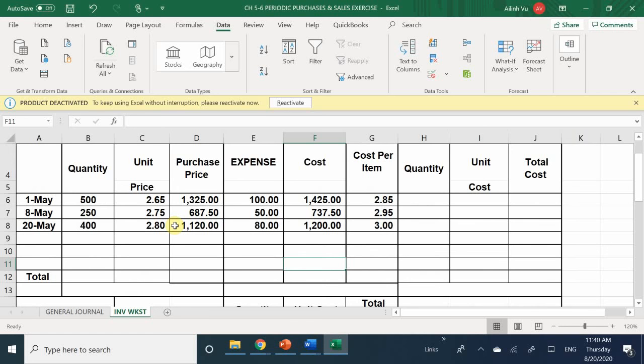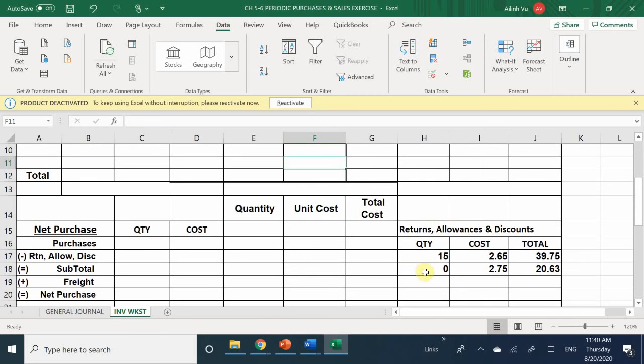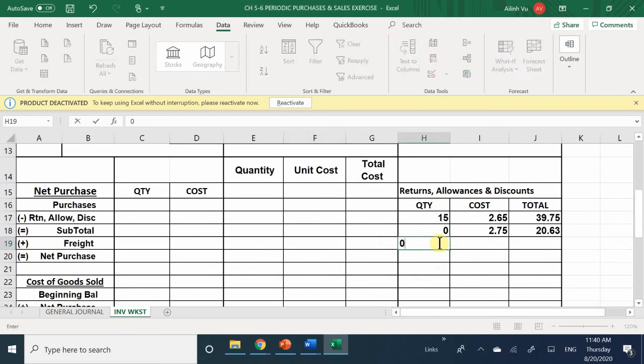All right, and we're only receiving a 5% discount, correct? Yeah, it's only 5%. So we're not returning anything, but we are getting a discount off of the 1120, right? 1120 times 5% is going to be $56.